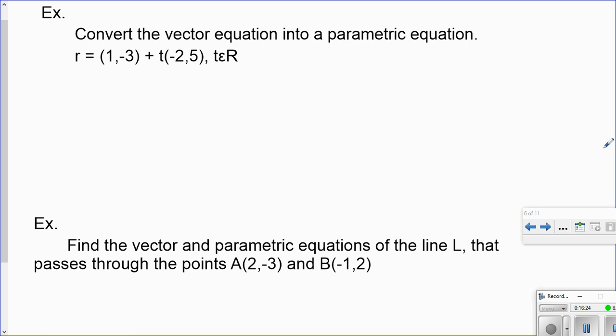Okay, next up, convert the vector equation into parametric equation. Well, my given vector equation can be written by way of a component.